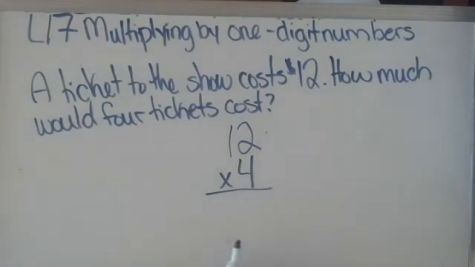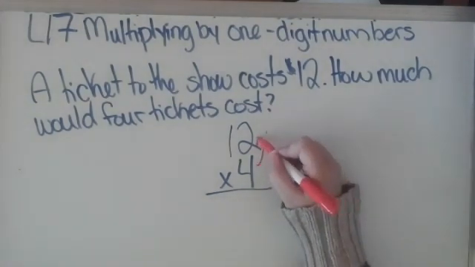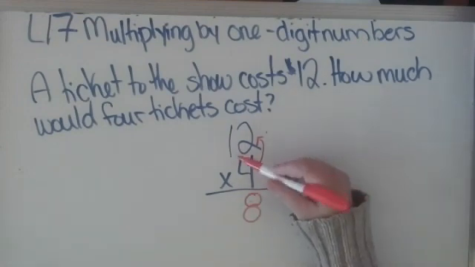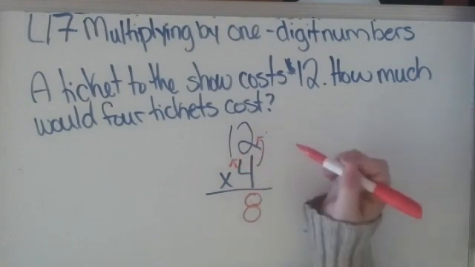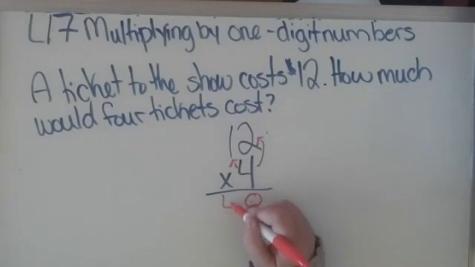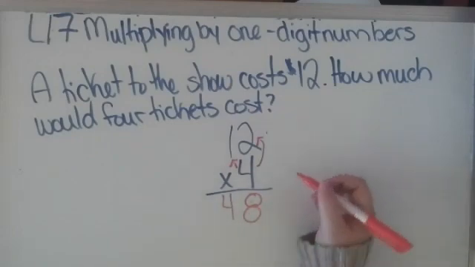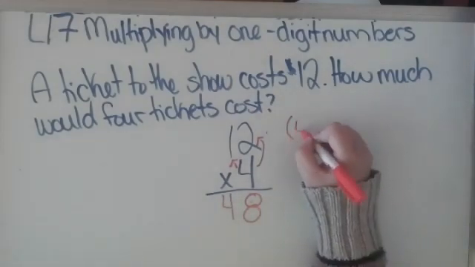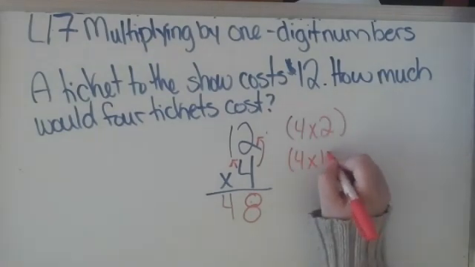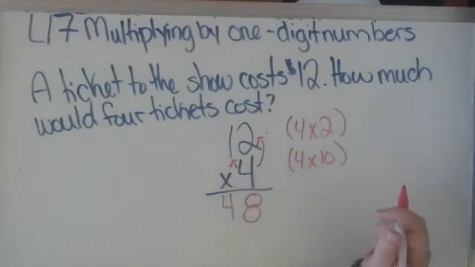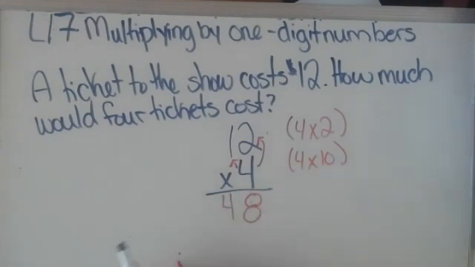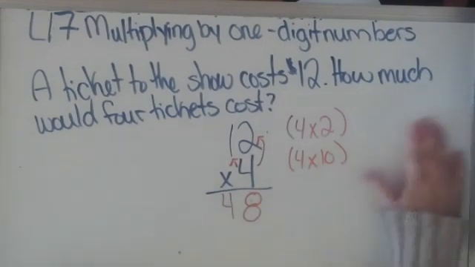So how I do this is I start by timesing my ones column. 4 times 2 is 8. Once I have that, I times my ones column by my tens column. 4 times 10, technically, is 40, or in this case, 4 times 1 is 4. So again, what I did is I started with 4 times 2, and I went to 4 times 10, because this is the tens column. And that gives me my answer, 48. Let's do another one.